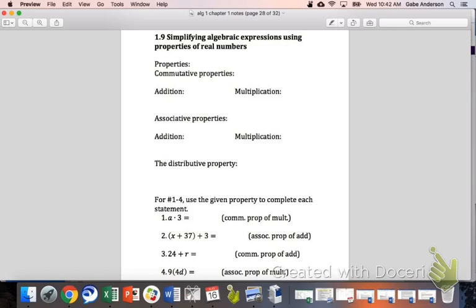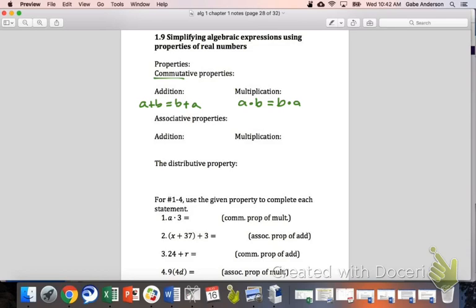The commutative property of addition looks like this. A plus B equals B plus A. And multiplication looks real similar. A times B is equal to B times A. You can see that in both cases, the A and the B are simply switching locations. They are commuting, if you remember that. The commutative property applies to addition and multiplication. It does not apply to subtraction or division.